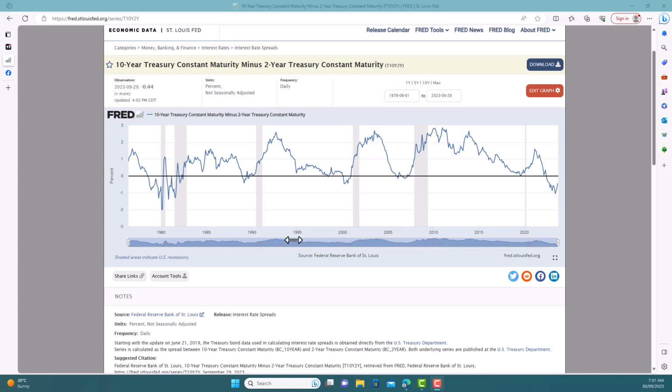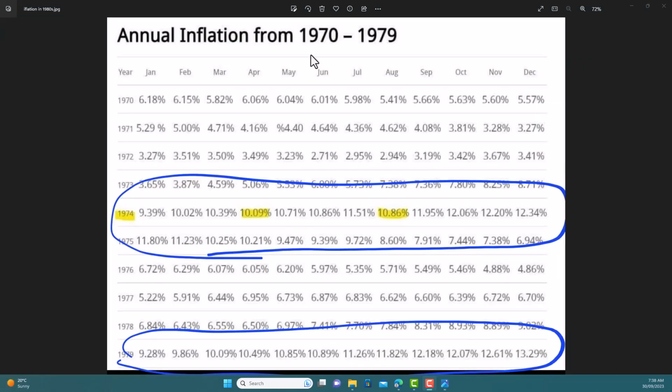Also, they've never, ever tackled inflation the first time, and that's what happened here. They thought they tackled inflation and then they didn't, and that's why they went in and out of recessions multiple times. You can see here the annual inflation rate from 1979. You can see we had peak inflation, it came up, we had tens, and then it lowered.